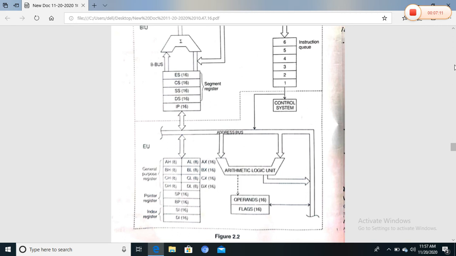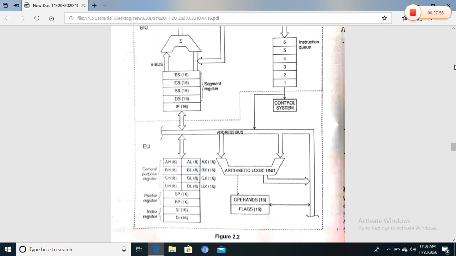And next is the IQ, the instruction queue. The instruction queue increases the execution speed. The BIU fetches as many as 6 instruction bytes ahead of time from memory, and these 6 bytes are held in a first in first out, FIFO, manner. This is called the instruction queue, and all the bytes are then given to the EU.